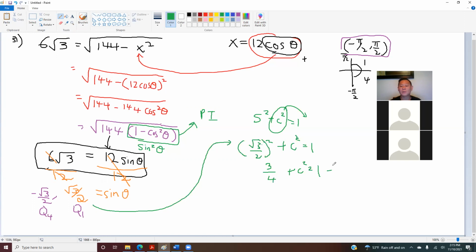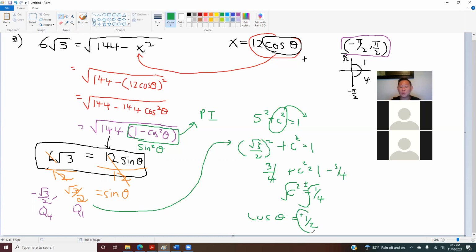And then you minus 3/4 here to get rid of this. So solving the equation here, cosine squared is 1/4. And you take the square root of it, and the square root needs plus minus. So your cosine theta in this case is 1/2, because the square root of 1/4 is 1/2. This one you just need to take positive.